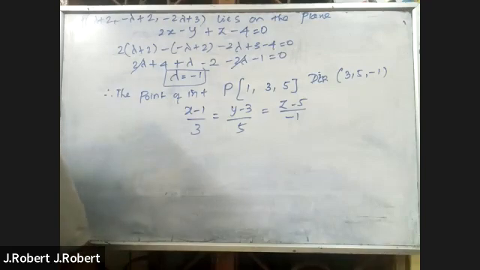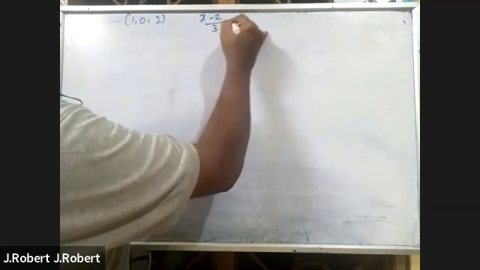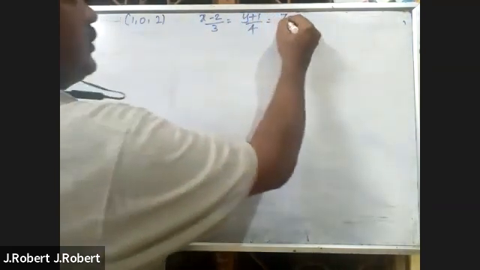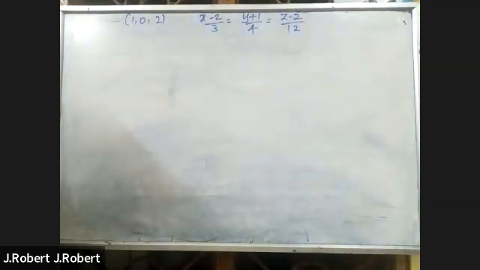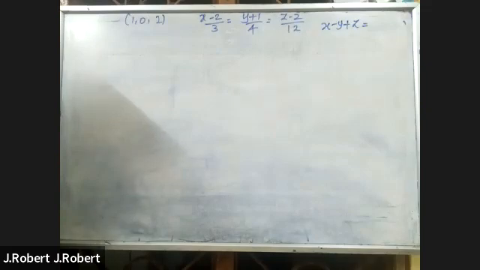Find the distance of the point 1, 0, 2 from the point of intersection of the line x minus 2 by 3 equals y plus 1 by 4 equals z minus 2 by 12, and the plane x minus y plus z equals 16.